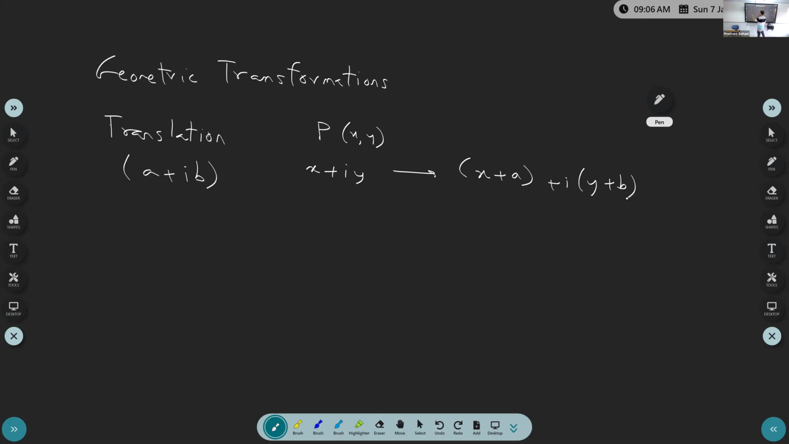Then we have seen rotation. So rotation around the origin for now.